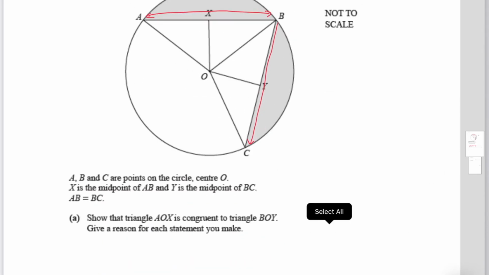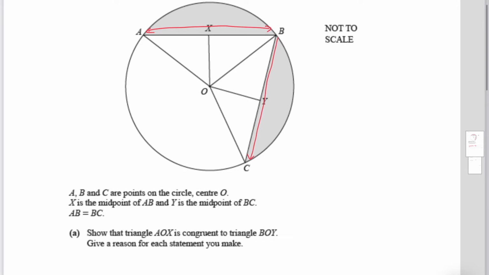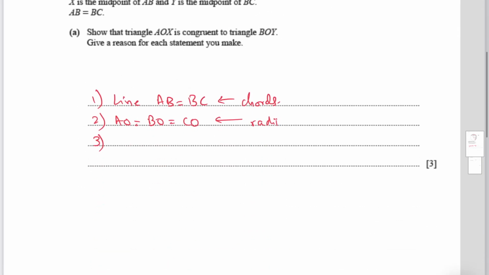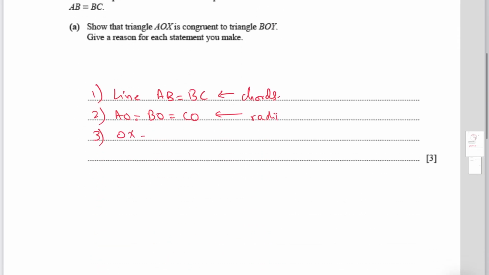So if you look at these triangles once again, OX and OY are also going to be the same, since the question says that X is the midpoint of AB and Y is the midpoint of BC. Therefore, these two are the midpoints of these two chords. Therefore, OX and OY are also going to be the same. So OX is equal to OY as they are equal in length.